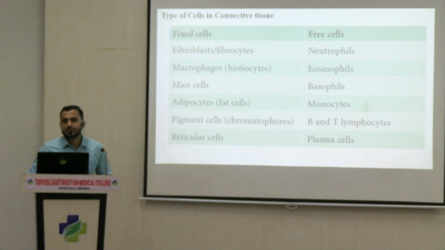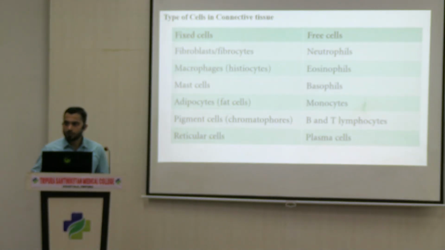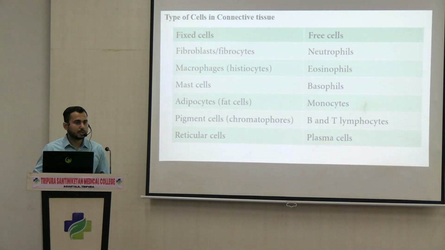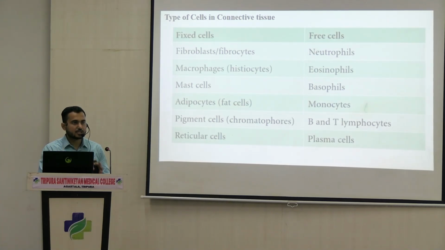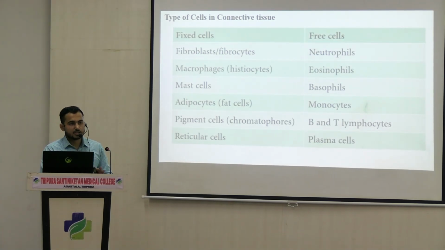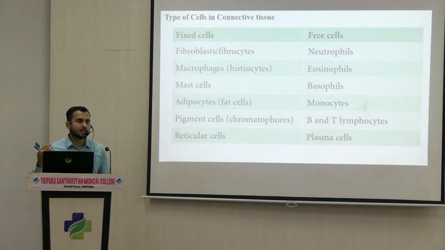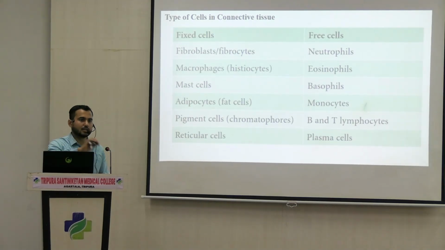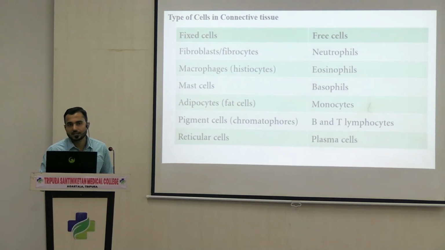Next, how many types of cells are there in the connective tissue? Any idea? Two different types of cells are there. One is called fixed cell or permanent cell, and another type is called wandering cells. Two different types of cells are there. Fixed cells means they are the permanent residents of connective tissue. Wandering cells, you can say, are just like refugees. They came from somewhere else and now they are becoming part of connective tissue. Those are the wandering cells.